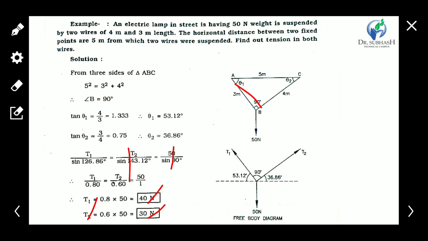Here there is a string, and the string has tension due to the weight of 50 Newton. The tension should always be outward from the applied body. Here the body is the lamp, and the tension force is always in the outward direction of the body. So T1 and T2 are considered in the outward direction in the free body diagram. This is how we can solve it with the help of Lami's theorem.